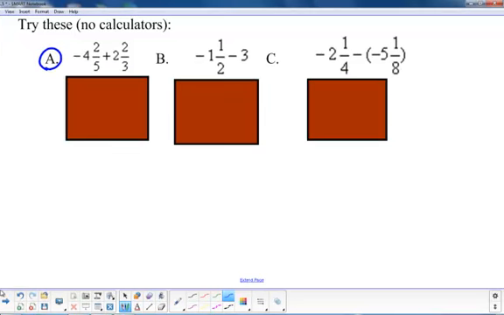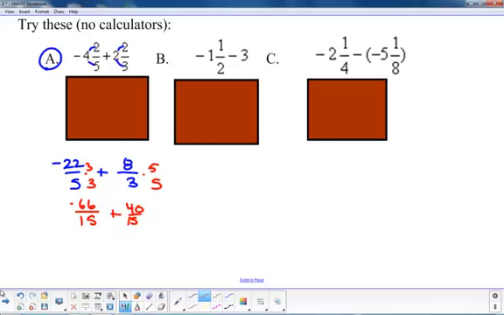These are improper fractions. So 4 times 5, I'm multiplying these two, is 20, plus 2 is 22. So I have negative 22 over 5. And then 3 times 2 is 6, plus 2 is 8. So I have 8 over 3. Now you need the least common multiple. So 3 and 5, I'm going to multiply this side by 3 and this side by 5. So now I have negative 66 over 15, and over here I have 40 over 15.